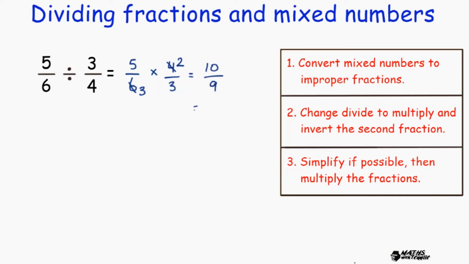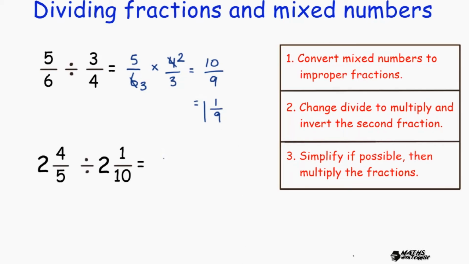Then I'm going to change my improper fraction to a mixed number. 9 goes into 10 once with a remainder of 1/9. My final answer is 1 and 1/9. Now we're going to look at this example.